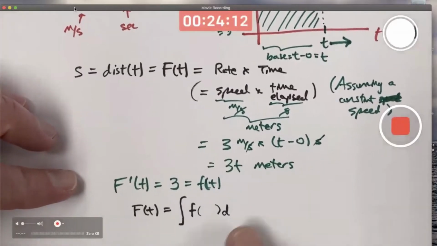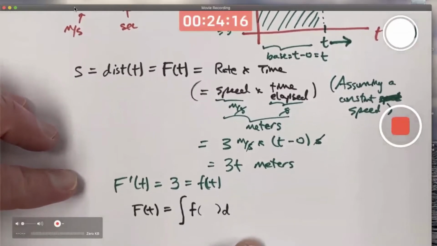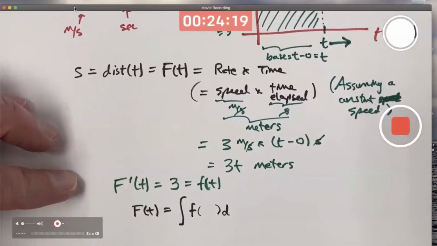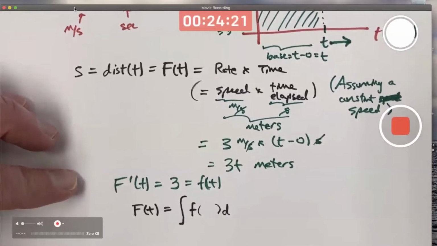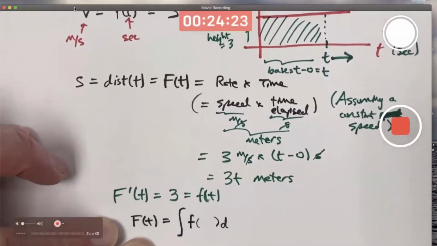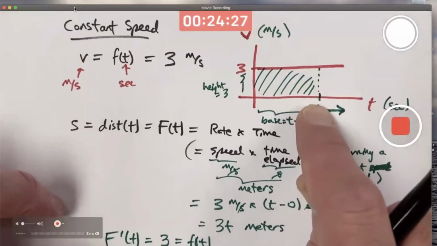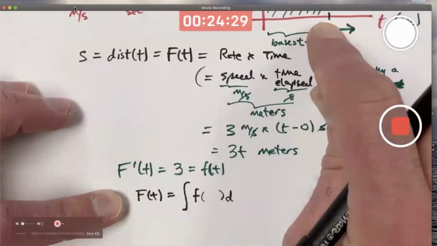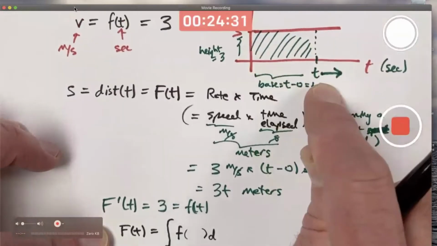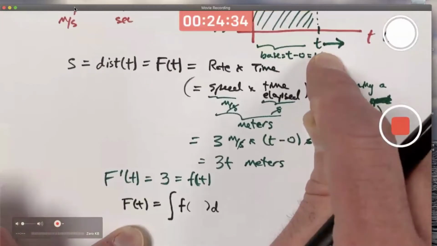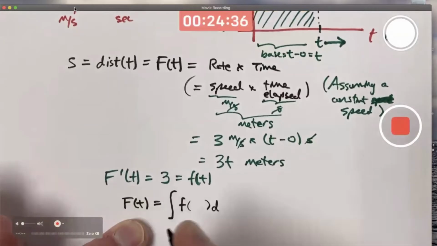So even though it's not completely wrong to put an indefinite integral of f of t dt, it's not yet ideal. If I'm thinking of this capital F of t, this distance traveled, as being that area, that's really a definite integral. From 0 to where? Well, if t is arbitrary, it would be 0 to t.